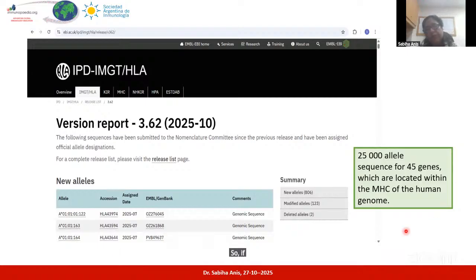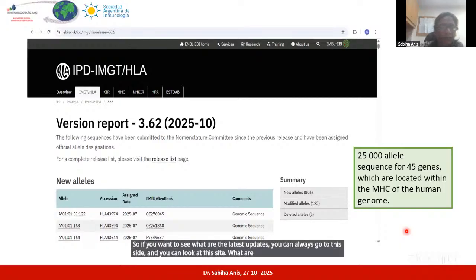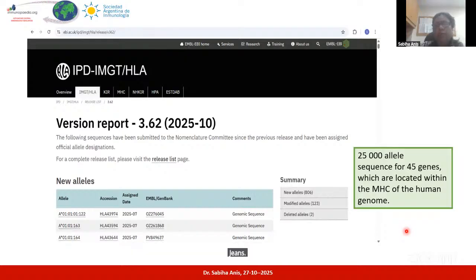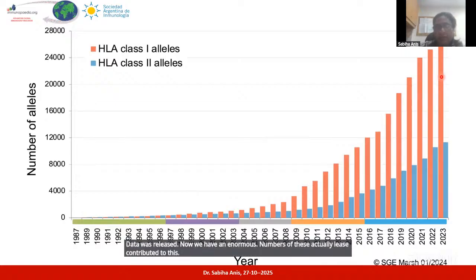So if you want to see the latest updates, you can always go to this site and look at what new genes or new alleles have been discovered. Looking at this graph, you can very well appreciate that, starting from 1987, then 1998 when this data was released, we now have an enormous number of HLA alleles contributed to this database.